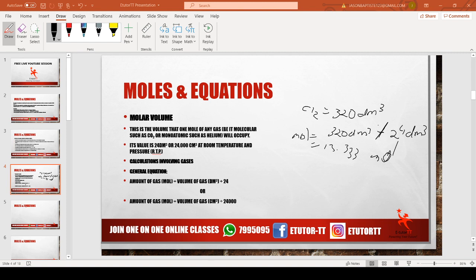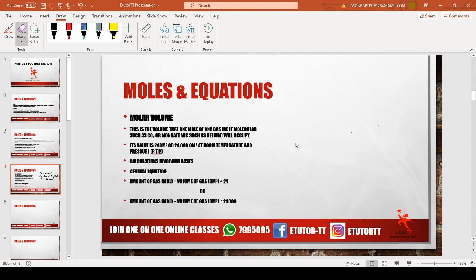Let's do our next example. Let's do one for oxygen. So we have O2. It's occupying 1200 cm cube. So let's find moles.